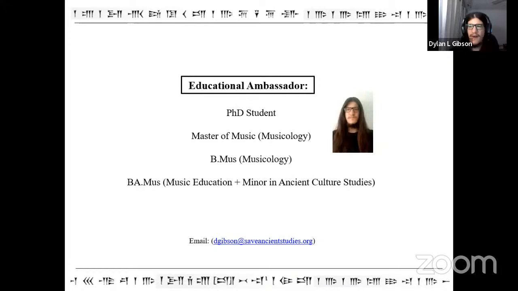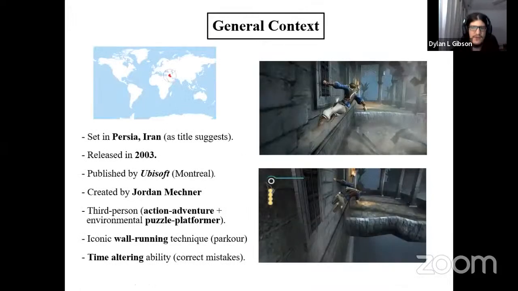I'll talk more about, there's also a link between Prince of Persia and the type of music that is used, but I'll talk just a little bit briefly about that because that'll be some of my future research. So just to give some general context, as the title suggests, it's set in Persia. So it's also Iran as well. And it was released in 2003.